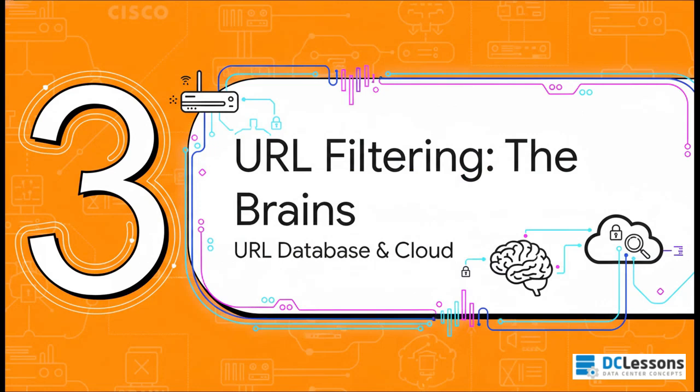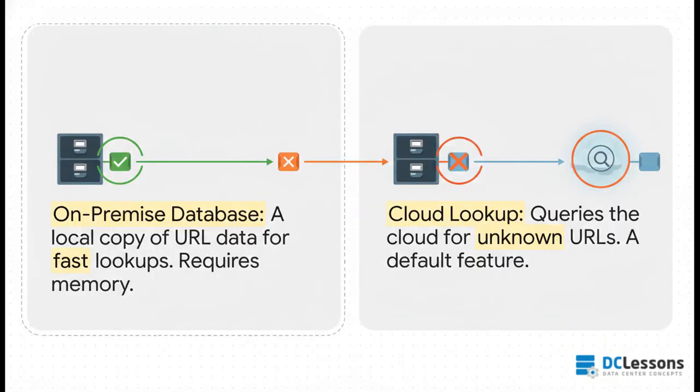So we know how it decides, but what intelligence is it actually using? Let's take a look at the brains behind the operation, the on-box URL database, and its really critical connection to the cloud. The system uses this really smart hybrid approach for performance and scale. For speed, the WAN edge router downloads a local copy of the URL database. This lets it make decisions on common URLs almost instantly.